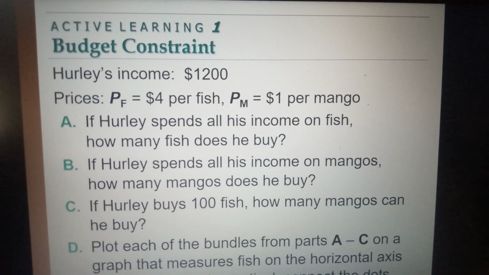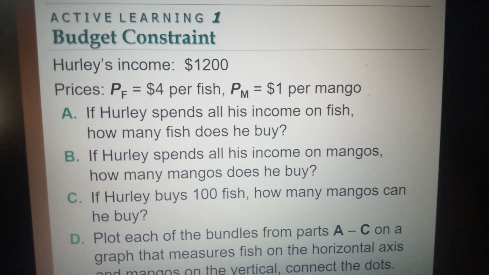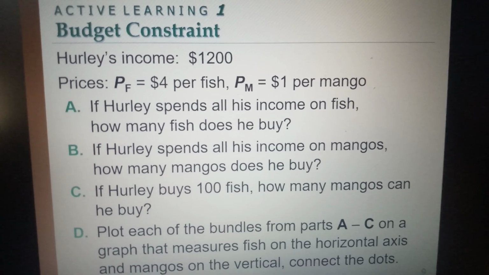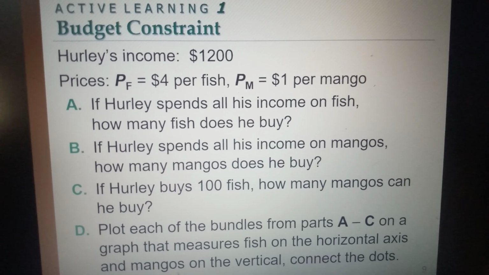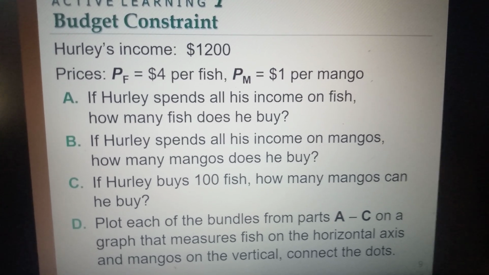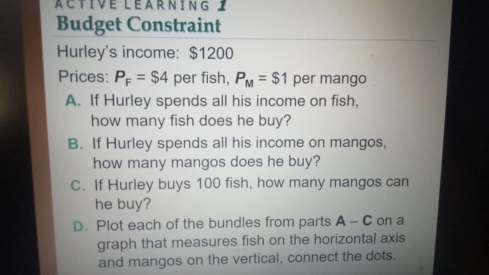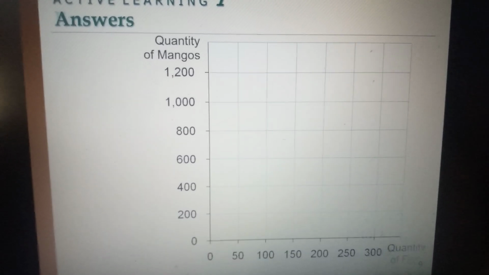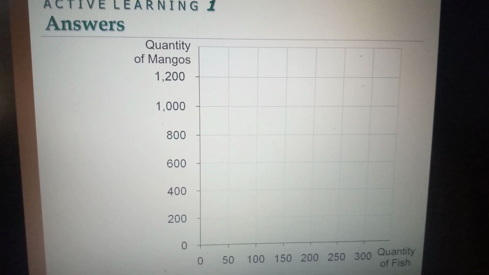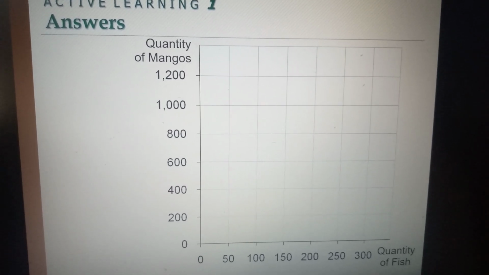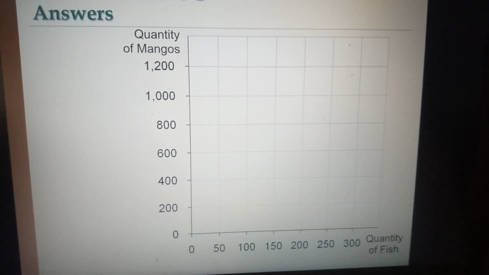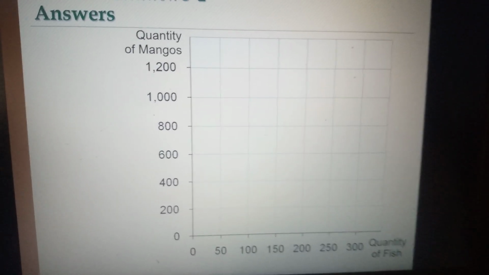Then after that, you are going to plot each of the bundles from part A to C on the graph, that measures fish on the horizontal axis and mango on the vertical. Connect the dots together. So let's look at how it is. The quantity of mango on the vertical axis and then the quantity of fish on the horizontal axis.